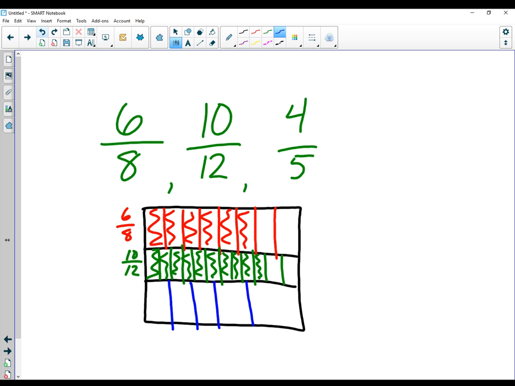Those last pieces don't look equal. I'm going to redo my 4/5 to try to make them match a little better. That's closer.